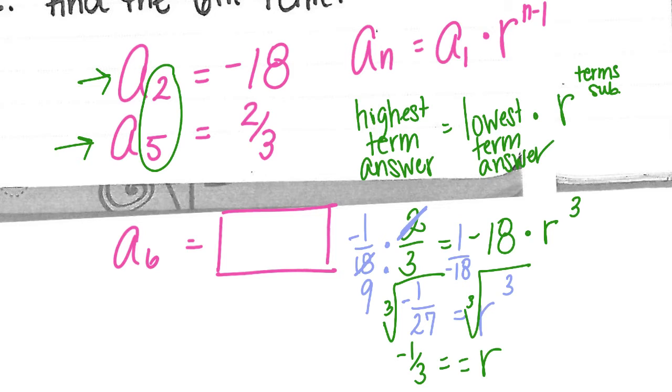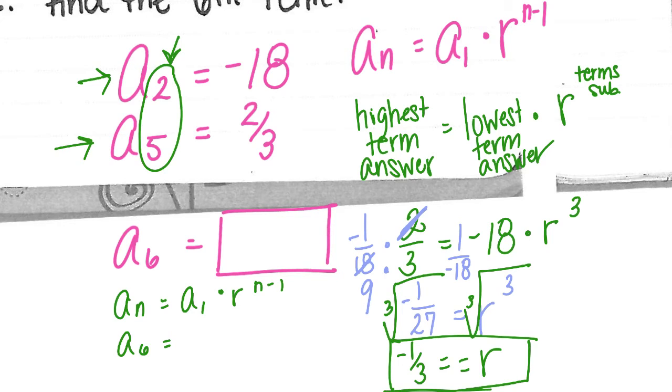From here, I know this is pretty easy because we're given the second term, but let's go ahead and plug it back in. I'm looking for the sixth term. We don't know what the sixth term is, and I don't know what a sub 1 is, but I know that a sub 2 was negative 18. So I actually need to do the opposite of what my r is. I'm going to multiply this by negative 3 to get my a sub 1, which is 54. So the first term is 54.